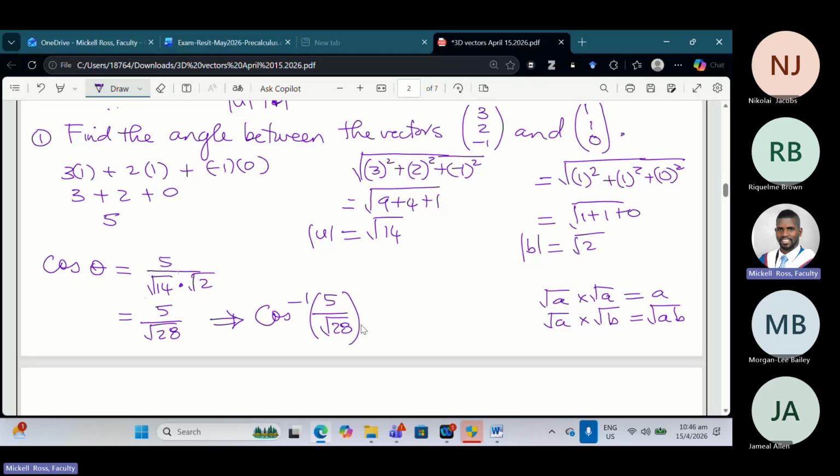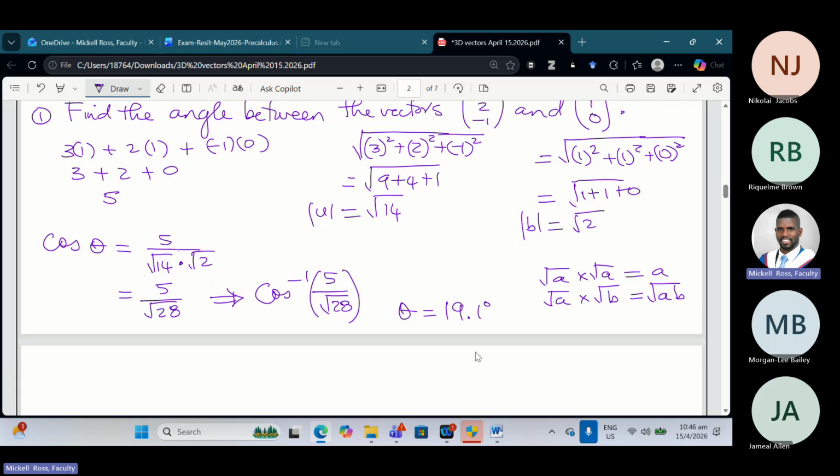So on your calculator, all you need to do is find the cos inverse of this function. So we're going to get that theta is equal to 19.1 degrees. Now, when you're rounding off an angle, we always try to round off to 1 decimal place.